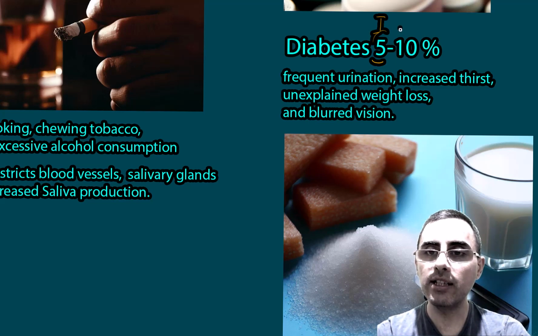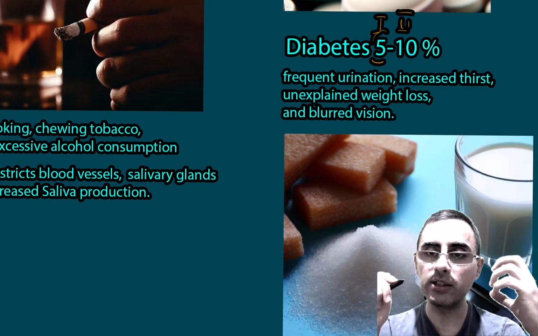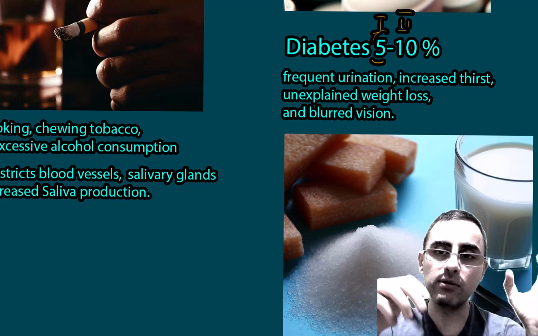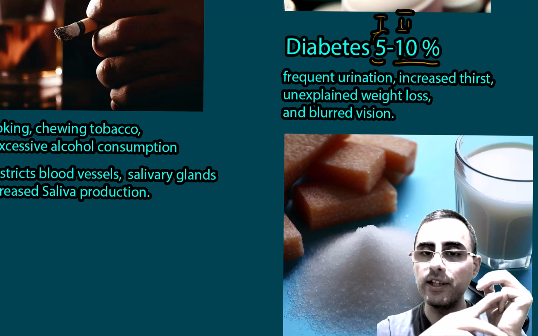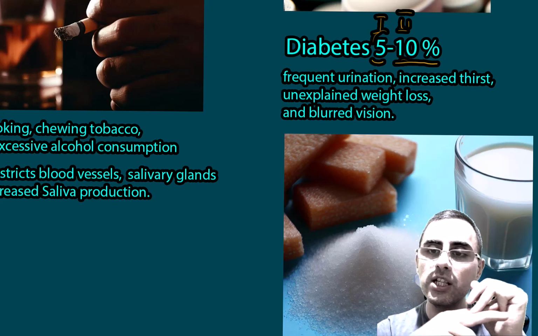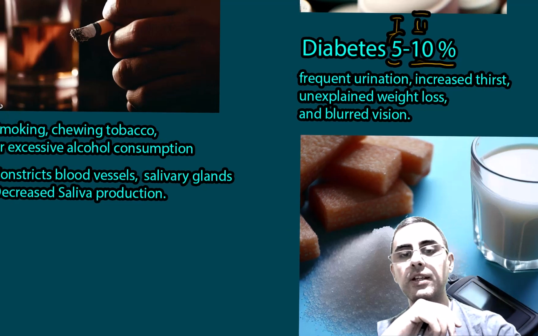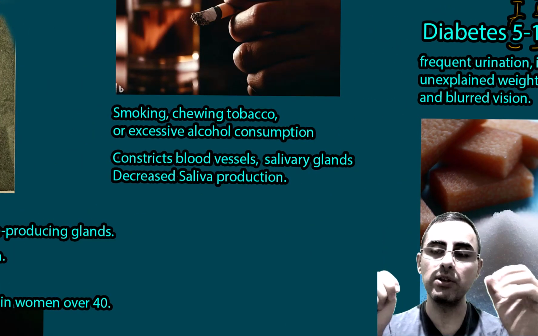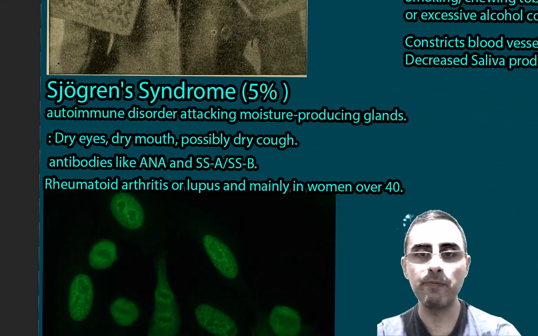And among adults it's much more common, and it affects around 10% of dry mouth people, especially those who have chronic dry mouth, not acute and not only short term. So we should think about diabetes also, especially if there are symptoms such as frequent urination, increased thirst, unexplained weight loss, and blurred vision. And it's easy to diagnose because we can measure blood glucose level and insulin level also.